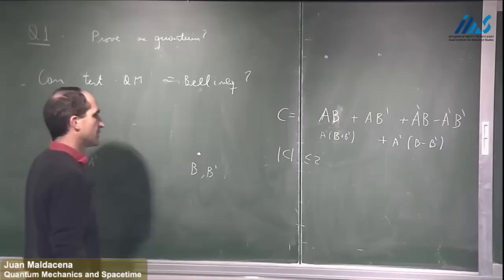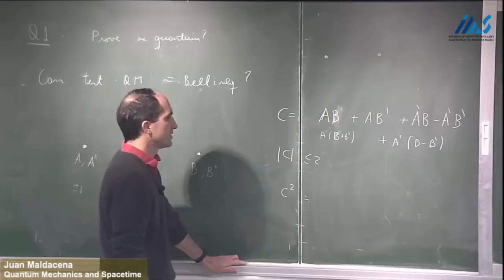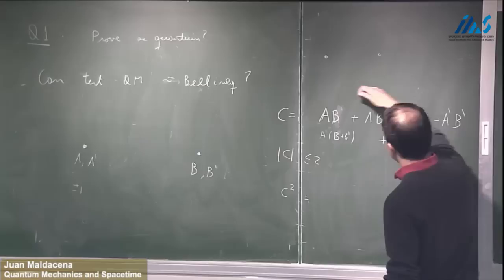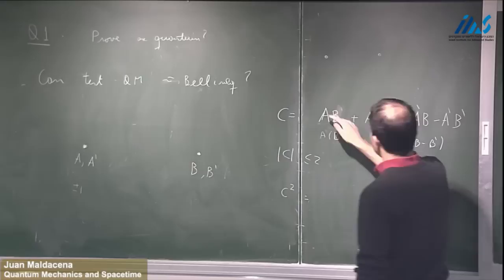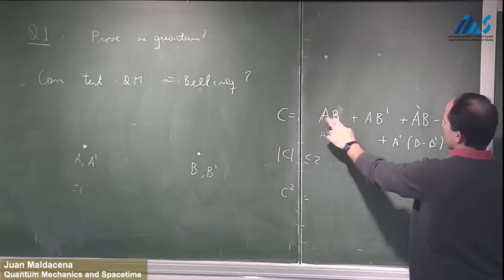So that's classical. And then we could derive the quantum mechanical bound, which comes from computing C squared. We take the square of each of these, in the quantum theory, where these are non-commuting operators. There are a bunch of terms which are the square of each of them, and A and B commute. So the operators on the left and operators on the right all commute with each other. So the squares of all of these are all 1.